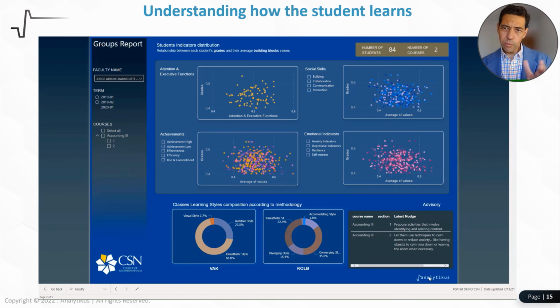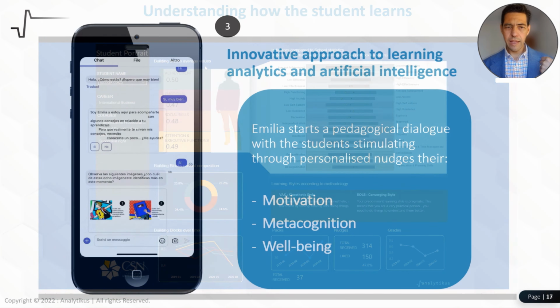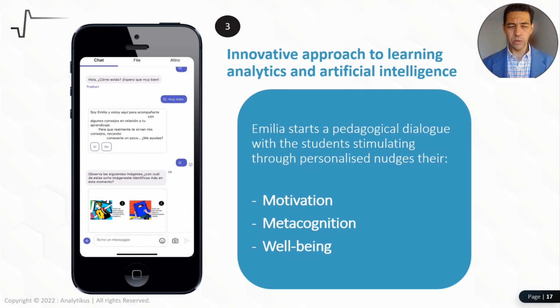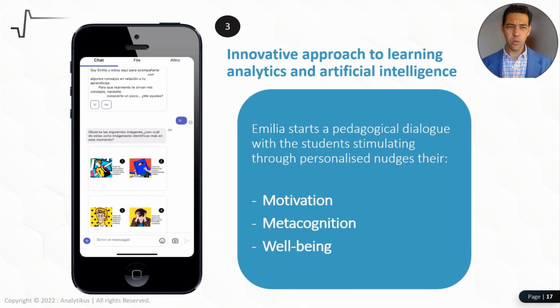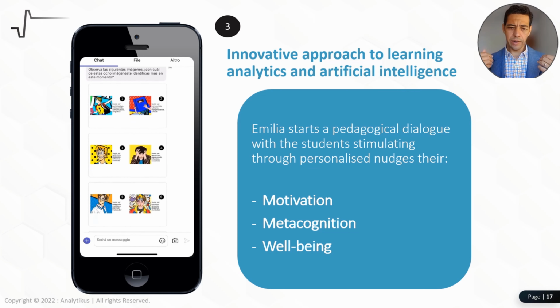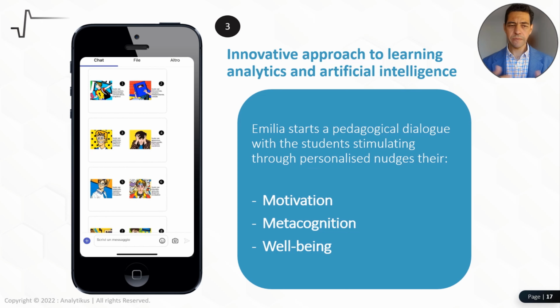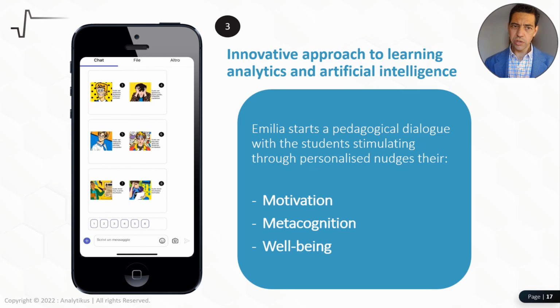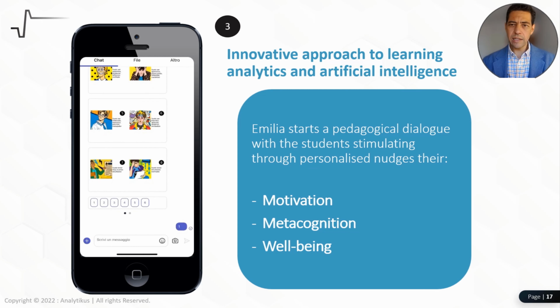Let's move to the second part of the solution, the interaction of Emilia with the student. There's a question that I'm sure is going to come up. What happens when there's not enough information on the LMS? What we're doing, and what you're seeing in this example, is we're asking the student. We're just simply asking the student.